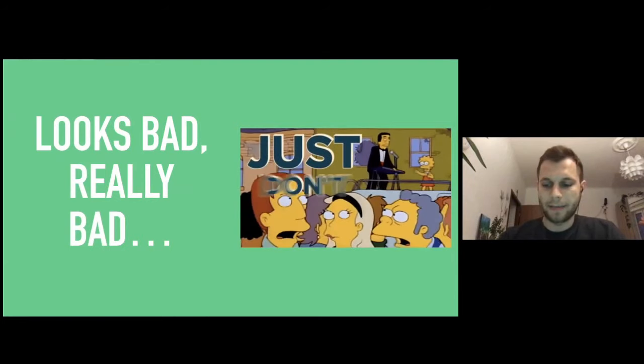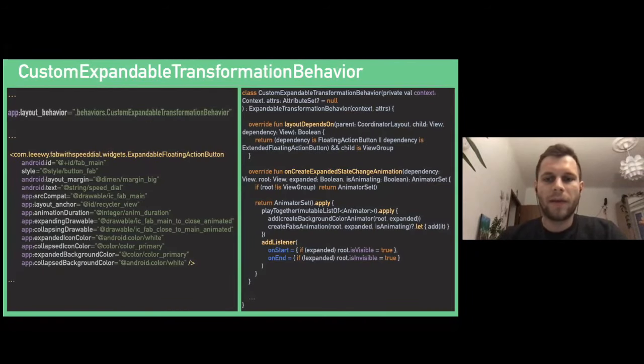So how can we fix it? First of all, I tried to make a custom behavior. And as you can see in the code on the right, I overrode the method onCreateExpandedStateChangeAnimation, and I just added some simple value animations to change the background color and to show the sub actions.